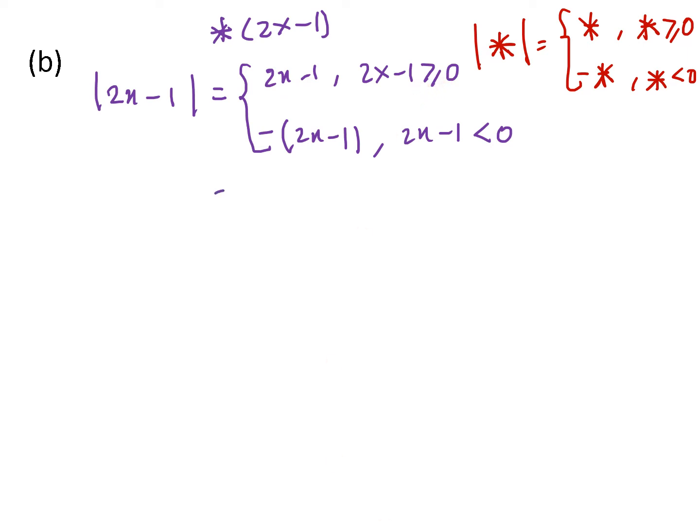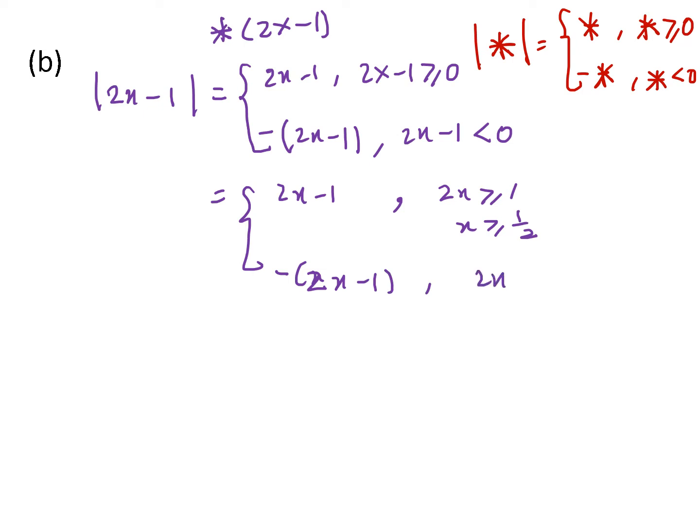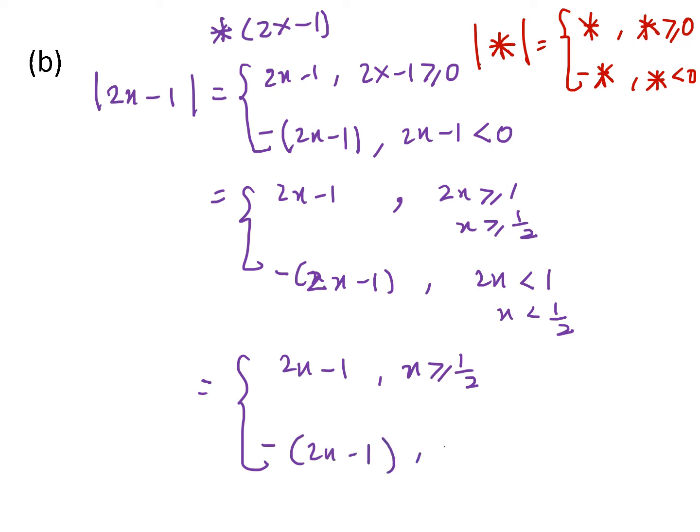Alright, so kita simplify 2x minus 1, untuk 2x greater equal to 1. So, x greater equal to 1 over 2. And then bahagian bawah ni nak expand pun boleh, nak biar macam tu pun okay. Untuk 2x less than 1. So, x less than 1 over 2. Jangan biar macam ni, tak cantik ni. So, kita akan buat 2x minus 1 for x is greater equal to 1 over 2. And then negative 2x minus 1 for x is less than 1 over 2.